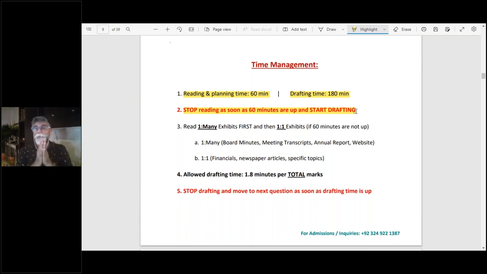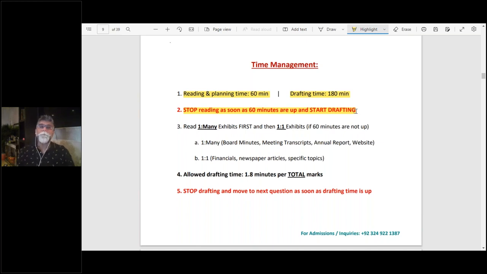Another situation is that the case study is short. The exhibits are mostly 1:1 or less than a page. So sometimes you can finish reading in 40, 45, 50 minutes. In that case, move to start your drafting and take a head start. It's flexible. If it's a short case study, then it's not a problem; the moment you finish, you can start drafting. But if it's a long case study, you have to stop reading at 60 minutes, even if 1 or 2 exhibits are still pending.